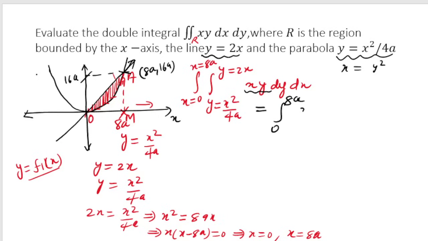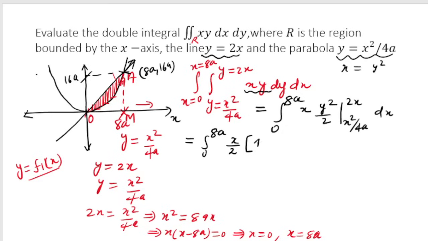So x will be a constant. When you are integrating with respect to y, you will integrate y square by 2. The limit of integration of y is x square by 4a to 2x, and then it is dx. If I simplify it, I will get 0 to 8a, and x by 2 is a, because x by 2 is already there, so I'm writing. And y square: if I take y means 2x, it will be 4x square, and minus, in place of y, if I put x square by 4a, I will get x to the power 4 by 16a square, and then dx.